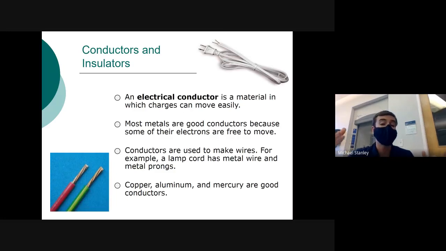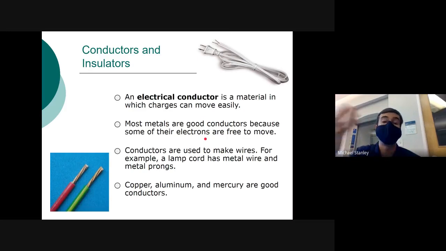All right, so there are some things that can affect how these charges get moved around. We have conductors, which help charges, and insulators, which slow down charges. An electrical conductor is a material where charges can easily move from one end to the other. So conductors are things that electricity can move fairly easily across the surface of. Metals are very common good conductors. The way that metals are set up, their electrons can very easily move all around the surface of the metal.